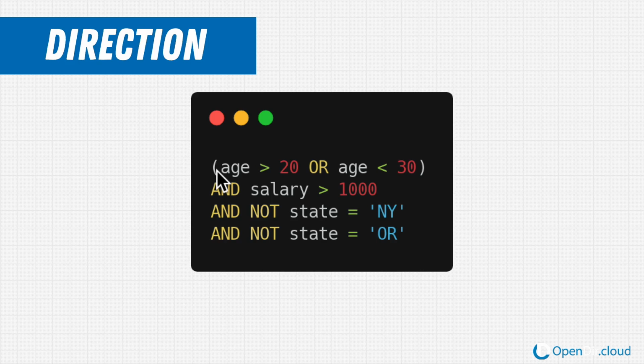So what if we did this? And we added the parentheses here, and we said age between 20 and 30, so 21 to 29. The age is between 21 and 29. We want to know if you have a salary larger than 1,000, and you're not from New York or you're not from Oregon. So how would this execute? Well, knowing that the parentheses are the most important, and then that the not is the second most important, then the and being the third most important, and the or being the least important, well, how would this execute? Well, because of the parentheses, we would look at it this way.